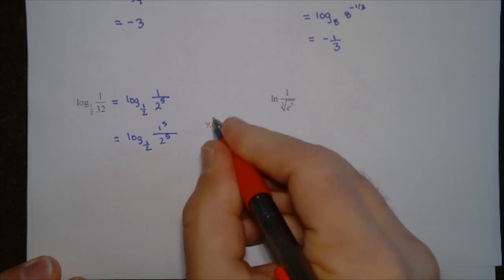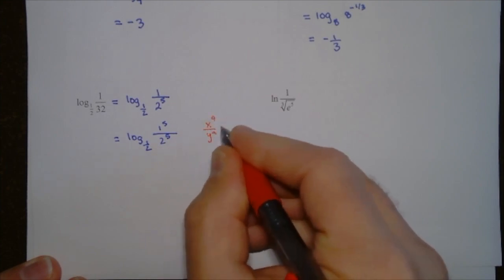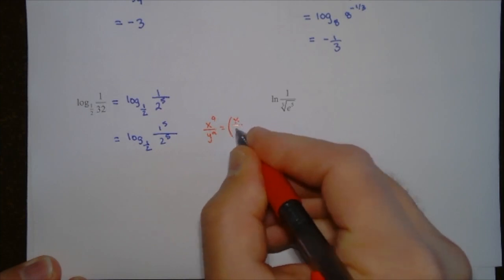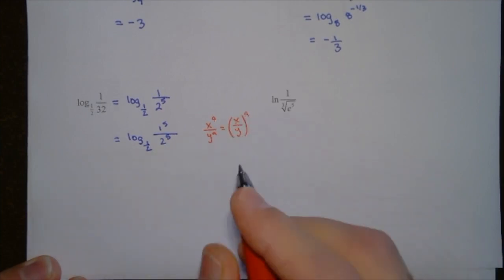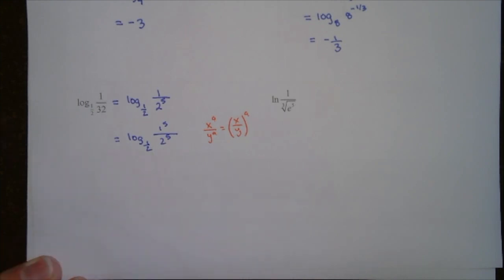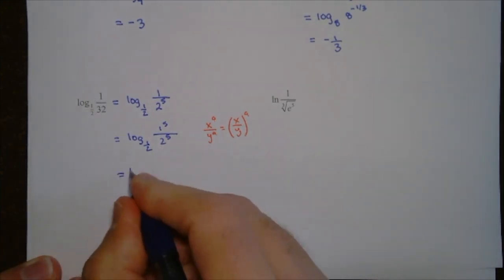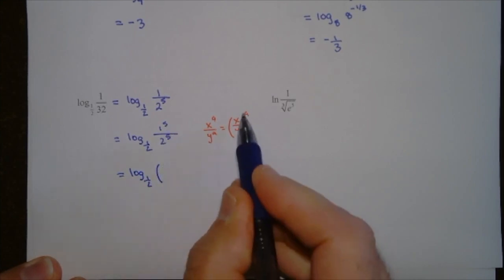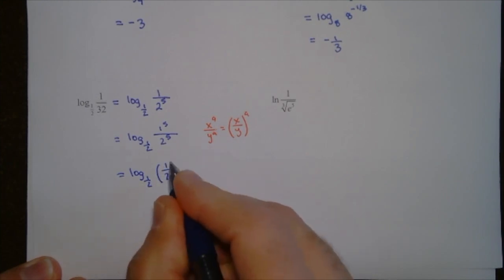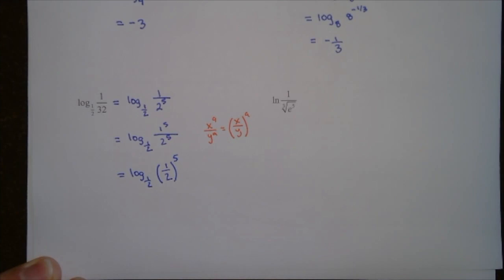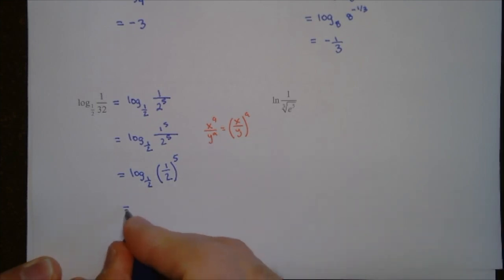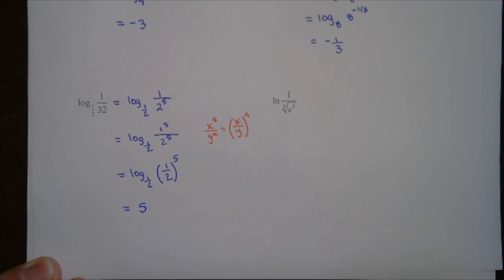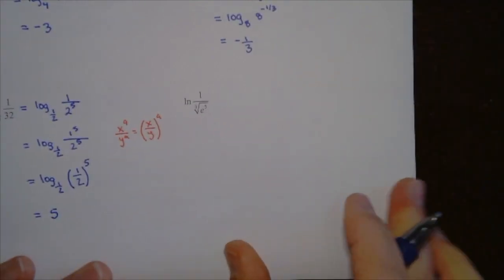And then we can use exponent rules. If we have x to the a over y to the a, that's equivalent to x over y raised to the a. That's one of those exponent rules that I wrote on the board for us. So this can be rewritten as log base 1/2 of, and because these are both 5, we can pull it out, 1 over 2 to the 5th power. Now we have log base 1/2 of 1/2 raised to the 5th power. These are going to undo each other, and you're going to be left with 5.